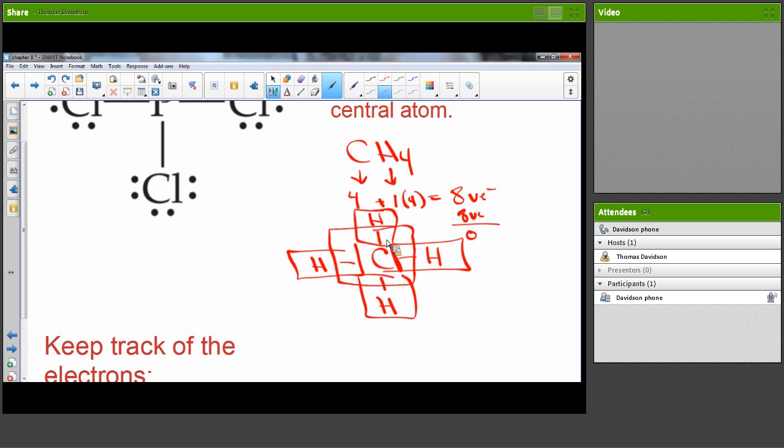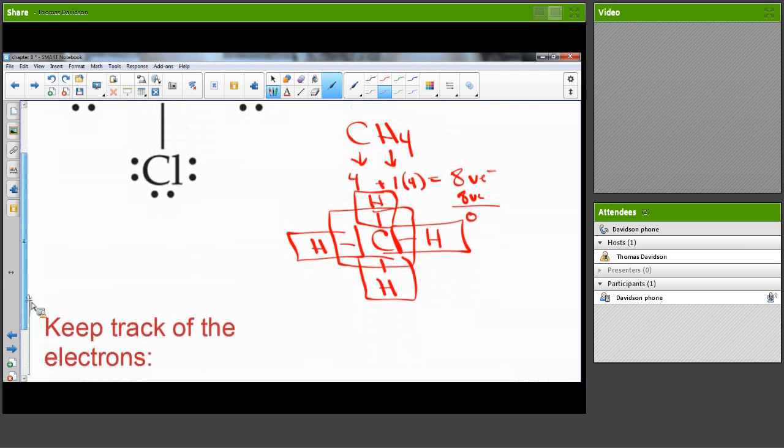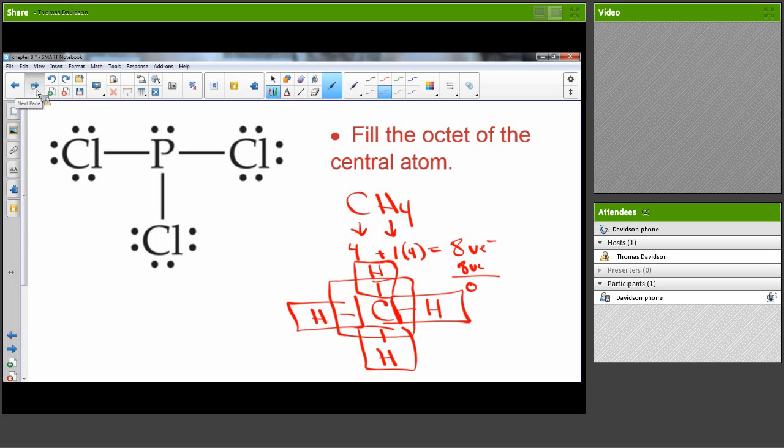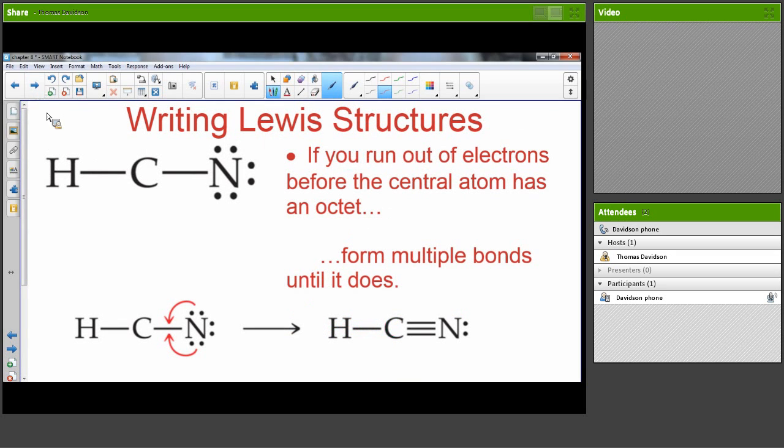Easy enough? Okay, now, you got to make sure, like it says, to keep track of your electrons. If you don't, you'll get in a big amount of trouble in a hurry. Okay, now, there's what happens when you run out. If you run out of electrons before the central atom has an octet, you have to form multiple bonds until it does. So let's work through this together here in a second. But write this down, that's a rule. If you run out of electrons before the central atom has an octet, you have to start sharing more electrons.